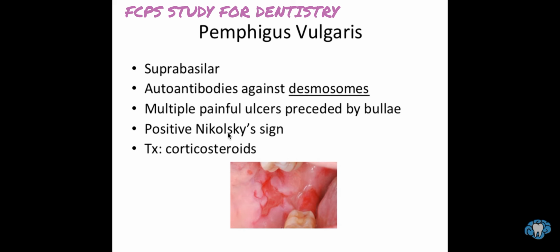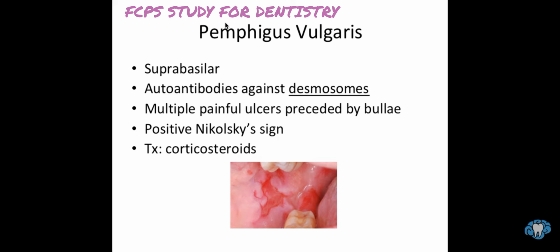So Nikolsky's sign is named after a Russian physician, and it's a phenomenon where slight rubbing of the skin or mucosa results in exfoliation of the outermost layer. So in the dental setting, you could blow air with the air-water syringe on oral mucosa, and you could kind of see it lift off and start to shed. So that would be a positive Nikolsky sign. Treatment again with corticosteroids. So pretty much everything besides angioedema, we're using corticosteroids.